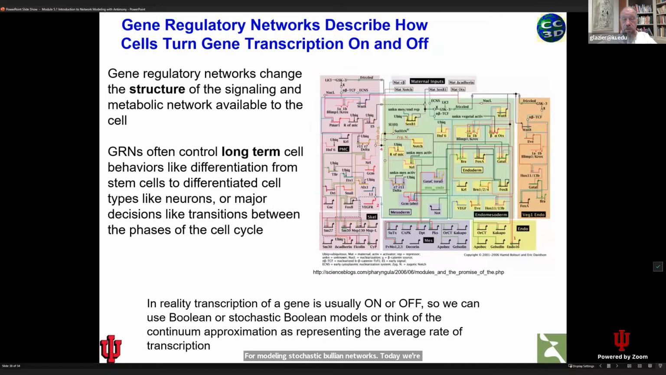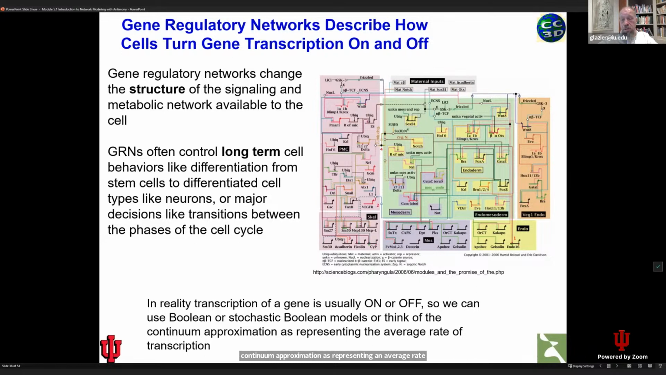Today, we're going to be focusing on continuous rate equations rather than stochastic Boolean ones. But they can be converted into each other if you like. If you like, you should think of the continuum approximation as representing an average rate of transcription over some finite amount of time.